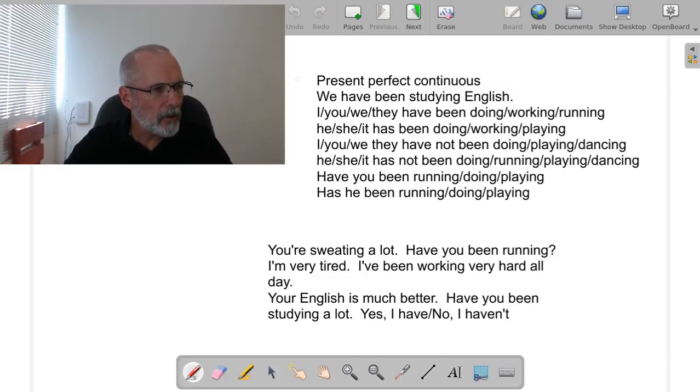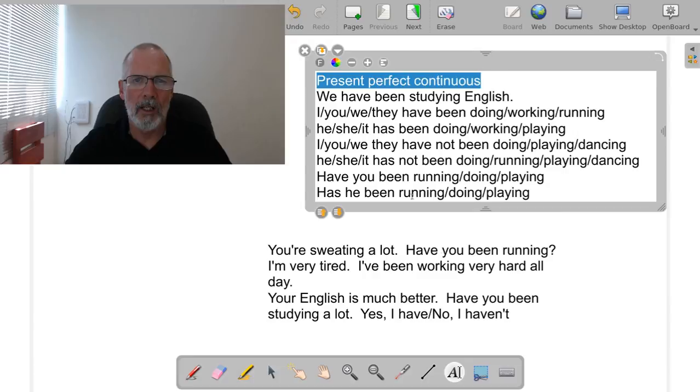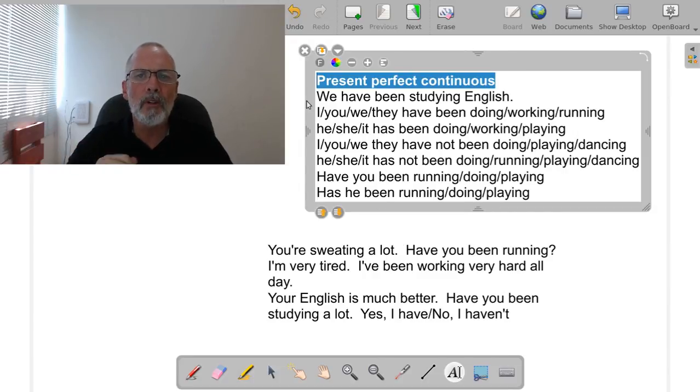In today's class we're going to be looking at the present perfect continuous tense. Let me just get this here. Present perfect continuous. In the last class, this is a new tense actually. We haven't seen this tense before. In the level A2, which was lower intermediate, we saw the present perfect, which is very similar.